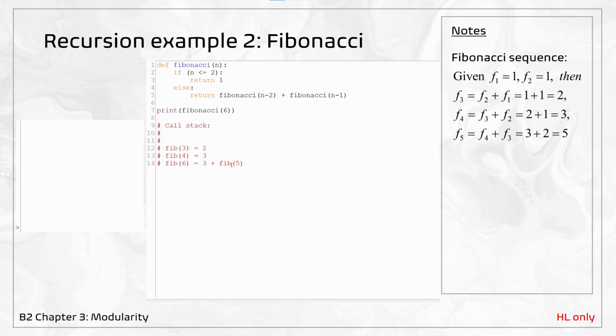Now fib5 is equal to fib3 plus fib4. But we know that fib3 is equal to 2, and fib4 is equal to 3. So fib5 will just be equal to 5. And so fib6 will be equal to 3 plus 5, which is 8. And if we run the program, yep, there it is. We got 8 in the console.